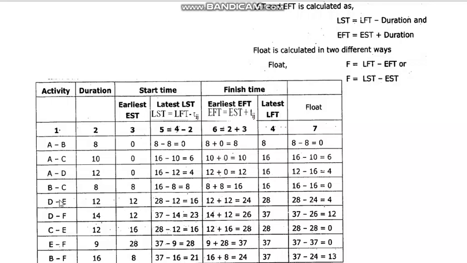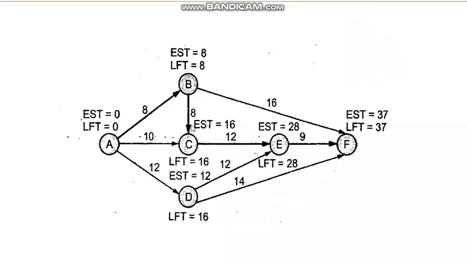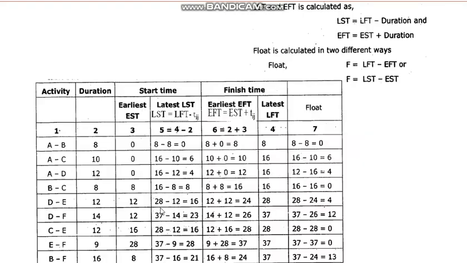Now DE. Let us see whether you get 12 and 28 values for DE. DE is here. Early start time is 12 and latest finish time is 28. Did you get that? 12 and 28? Yes. So 28 minus 12 will be 16 here, and 12 plus 12 is 24 here, and 28 minus 24 is 4. Like this you calculate for all the activities.